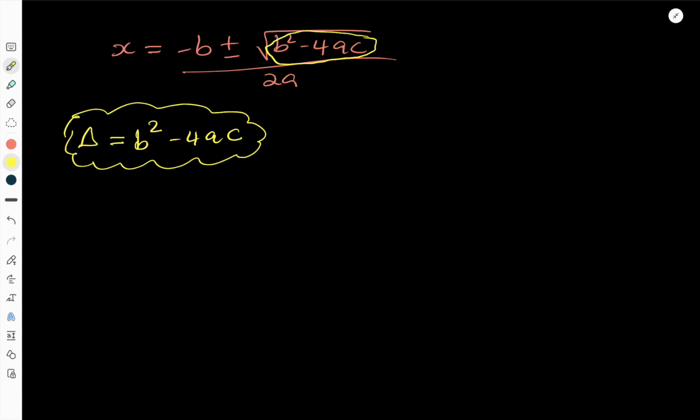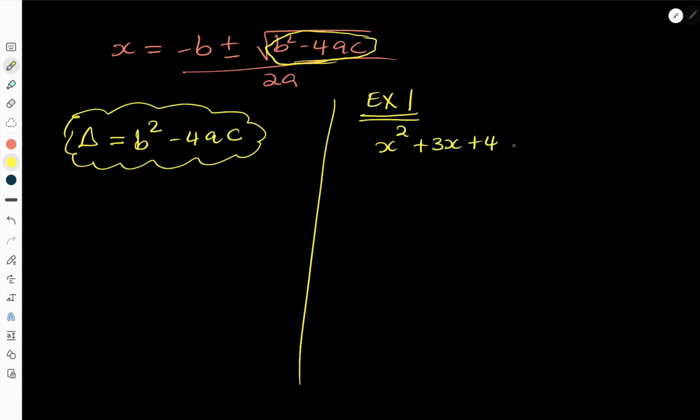It's the value of the expression b squared minus 4ac, known as delta. So that's very important. Let's look at a basic example on how to discuss the nature of roots. Let's say you have a quadratic equation, x squared plus 3x plus 4. Guys, you have to identify your coefficients, your constant numbers.